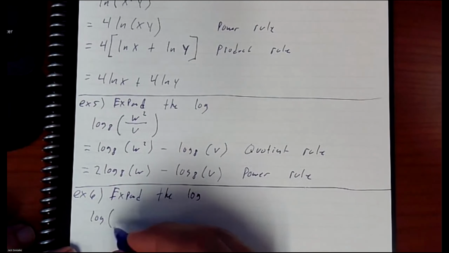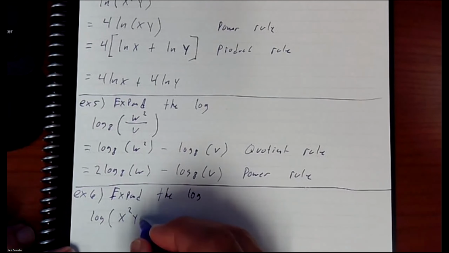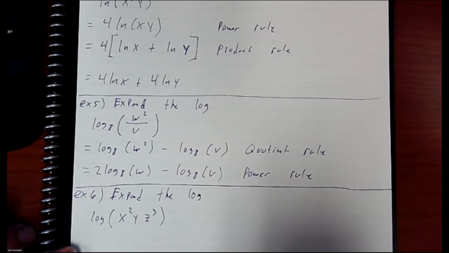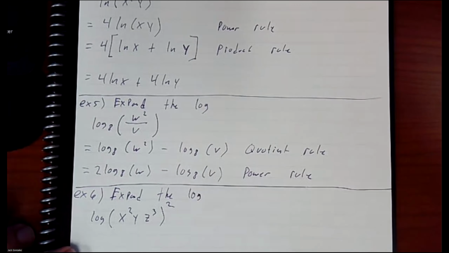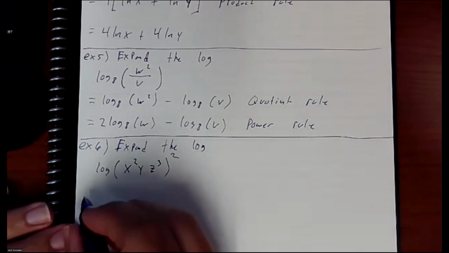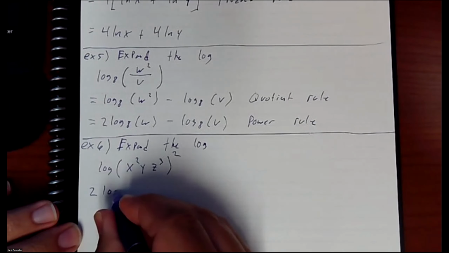Okay, I'm just going to make one up: x squared y z cubed, all squared. So there's 3 pieces, and then there's a power on everything. The first thing, you got to bring the power down.